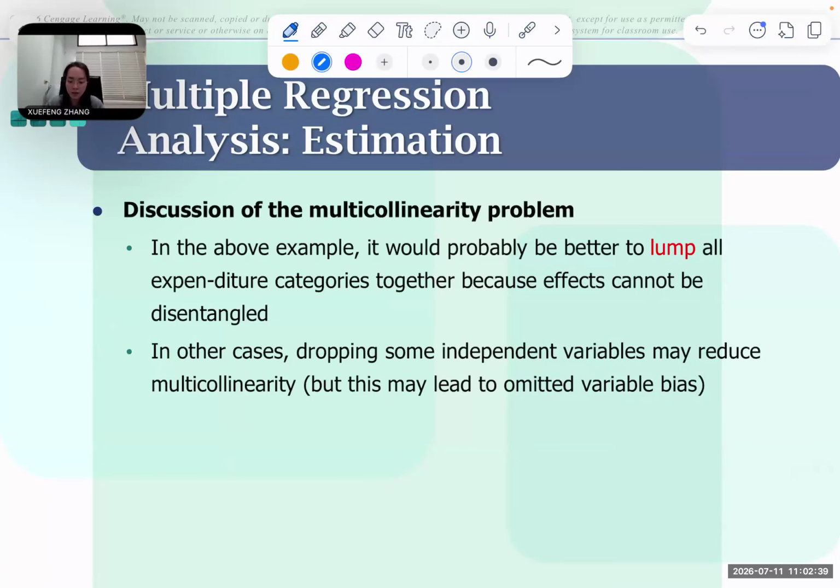Let's continue. So here, let's see the discussion of the multicollinearity problem. In the above example, it would probably be better to lump all expenditure categories together because the effects cannot be disentangled. Lump means combine, okay? So maybe we just combine them together.